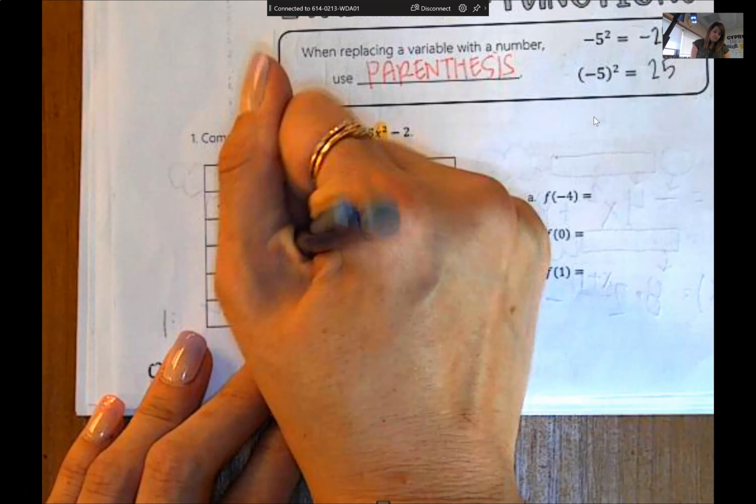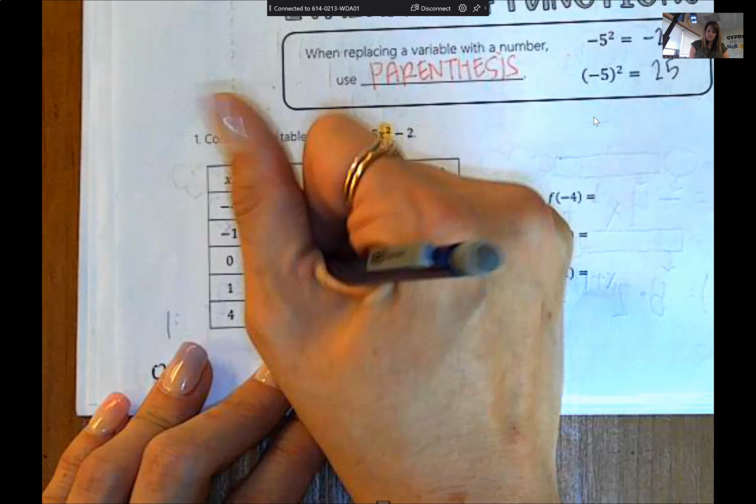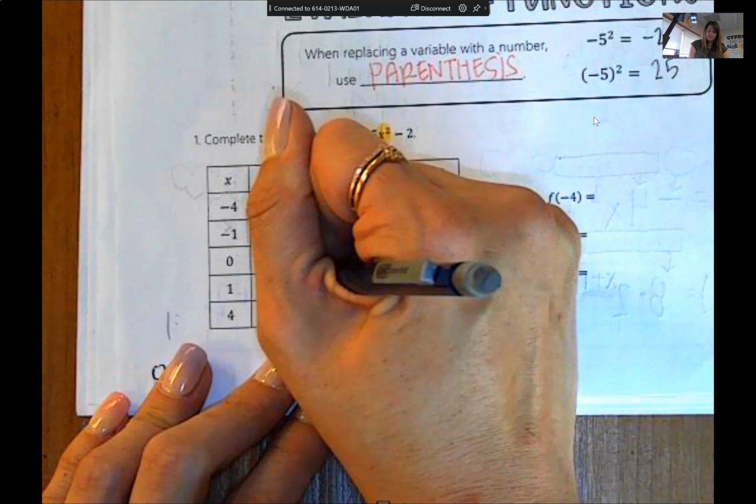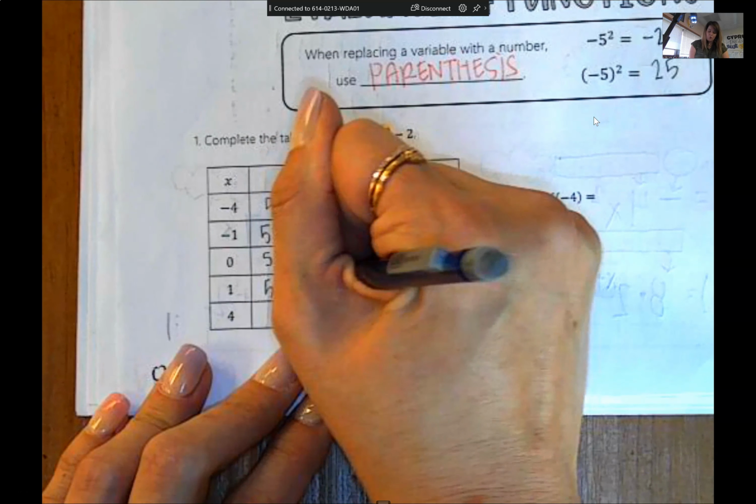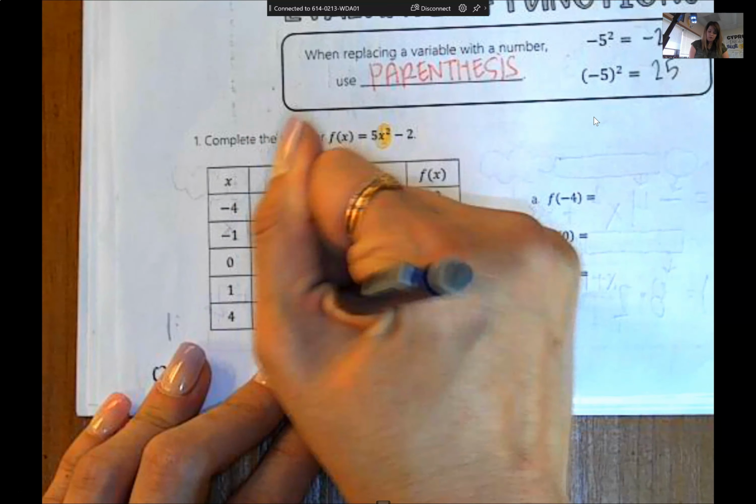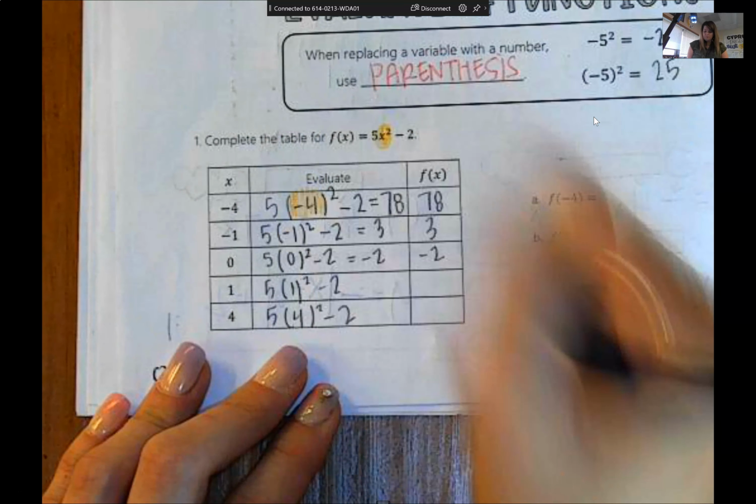So you guys take 1 minute to get f of, or x is 1, when x is 1, and when x is 4. So you're trying to get the last two values.